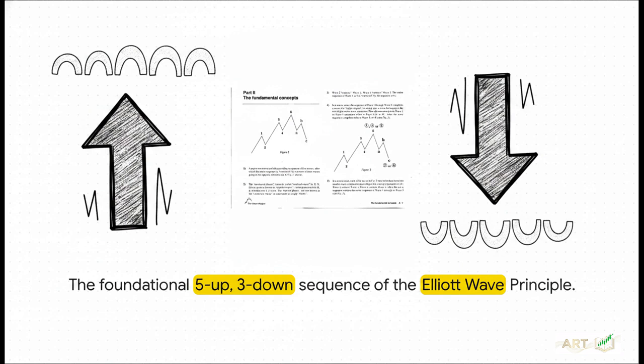The foundational principle states that a major market movement unfolds in a visual pattern of exactly 5 waves, numbered 1 through 5, moving right in the direction of the main trend. That sequence is then corrected by a pattern of 3 waves going in the opposite direction. So it's always 5 waves with the trend, corrected by 3 waves against it.